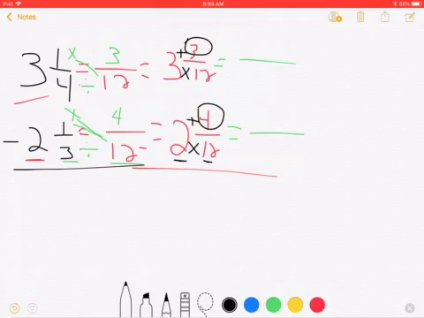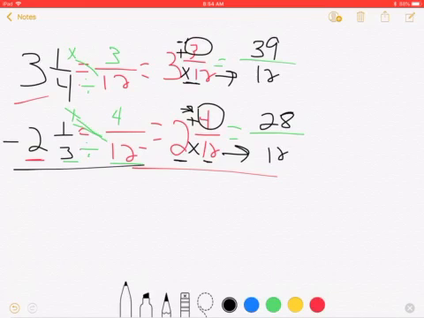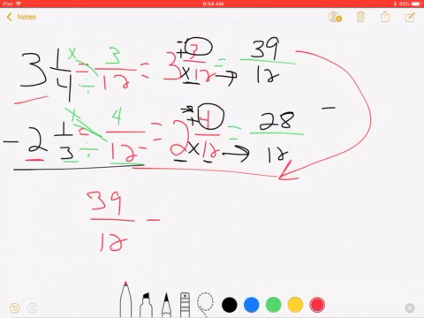12 times 2 equals 24. 24 plus 4 equals 28. Okay, and then let's go here. 3 times 12 equals 36. 36 plus 3 equals 39. And if the denominators are the same, they stay the same. So our denominators are both 12. They stay the same. Now we have fractions that we can subtract. And let Ms. Durham rewrite them. So here, I'll bring them down. 39 over 12 minus 28 over 12.